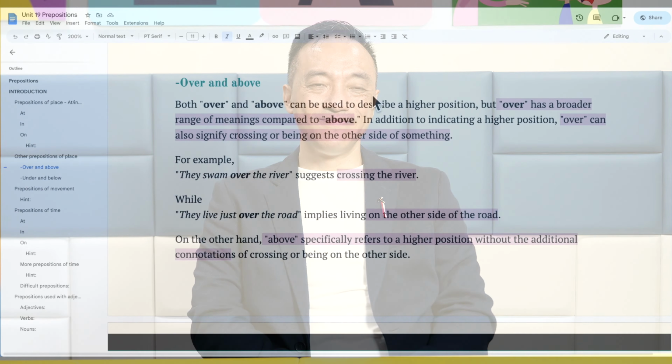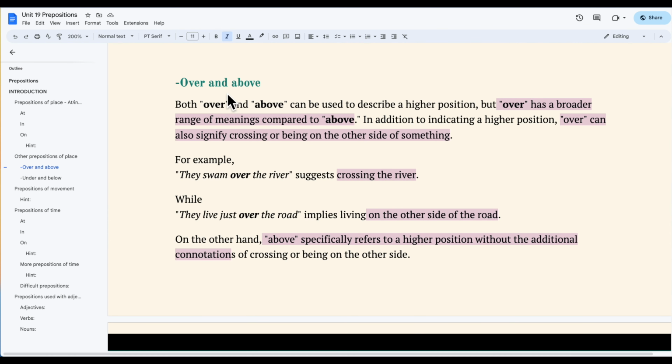There are some other prepositions of place that are confusing. Let's take a look. What are they? The first one, over and above. Both over and above can be utilized to indicate a higher position, but over has a wider range of meanings compared to above. In addition to denoting a higher position, over can also convey the idea of crossing or being on the opposite side of something. For example, they swam over the river suggests the act of crossing the river. Meanwhile, they live just over the road implies residing on the opposite side of the road.